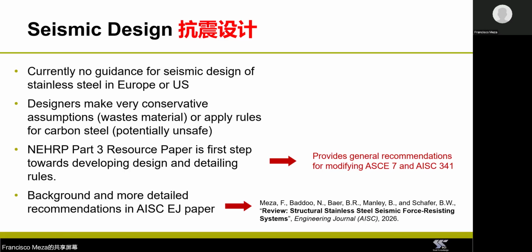So as part of an initial effort toward the development of more specific design rules for stainless steel structures in the US, myself, Nancy, and other American colleagues wrote a paper which provides simplified and general recommendations on how the rules that are given in the American design code should be modified in order to make them applicable to stainless steel structures. So these recommendations only focus on stainless steel structures that are made of austenitic or duplex stainless steel. And in the next few slides, I'm going to briefly outline some of these recommendations.